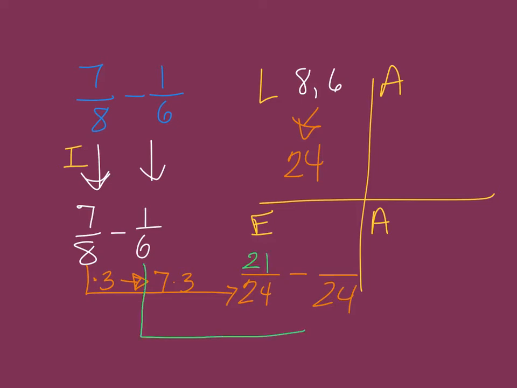And then how do I get from 6 to 24? Well, I know that's times 4. So therefore I'm going to do 1 times 4, which is 4.